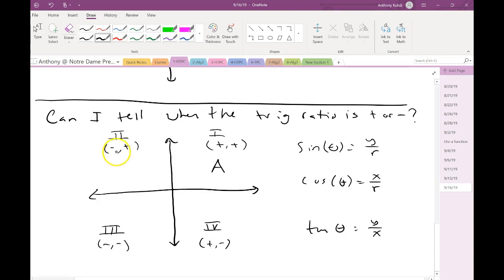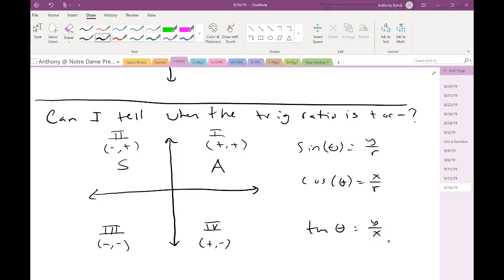In the second quadrant, sine is positive over positive. Cosine is negative over positive, so cosine is negative. Tangent is, I'm sorry, positive over negative, which is negative. So cosine and tangent are negative. Sine is the only one that's positive in the second quadrant.